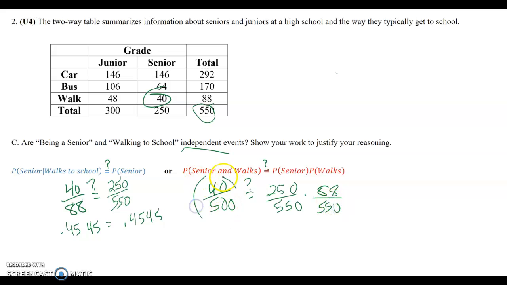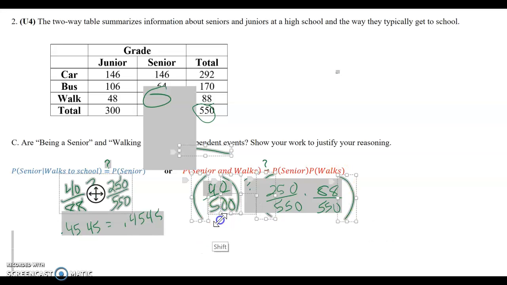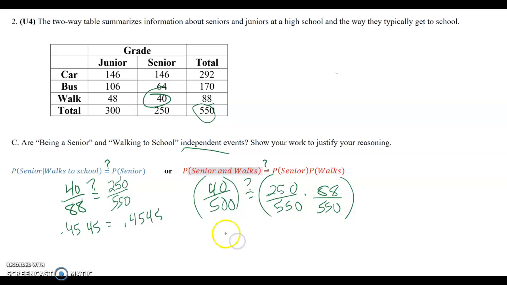So you're trying to figure out if this thing equals this. You grab your calculator and you realize that we get 0.0727 on one side, and we get 0.0727 on the other side. And because they're equal, these events are independent.